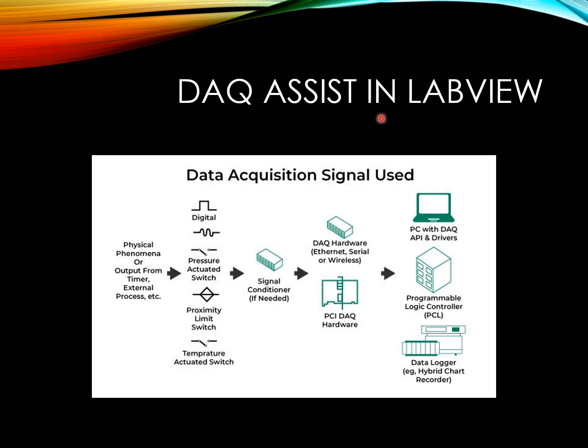And data acquisition in LabVIEW will be processed based on this particular diagram. So your physical signals are available, and those signals are in any kind of format, and they will be processed in the signal conditioner. After processing, you are collecting the data to your DAC, and that DAC may be a PCI DAC, or it may be your Ethernet connected wireless DAC.